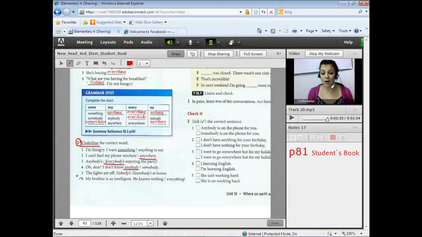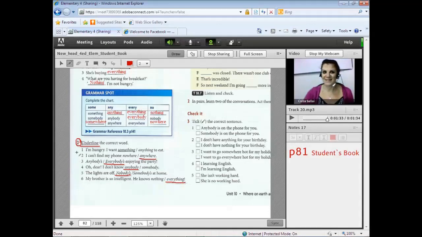What about number 5? The lights are off. Nobody's at home. This is the subject and it's a negative sentence, but since the subject is already negative, that's why the verb is positive, because we don't have two negatives. You know that very well by now. What about number 6? My brother is so intelligent. He knows, this is a positive sentence, everything, because he's so intelligent, because then I can't say that he knows nothing. That's right. My intelligent brother knows everything. I hope all your answers are correct.